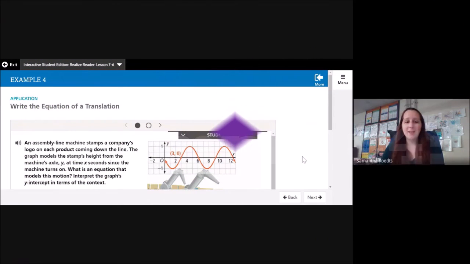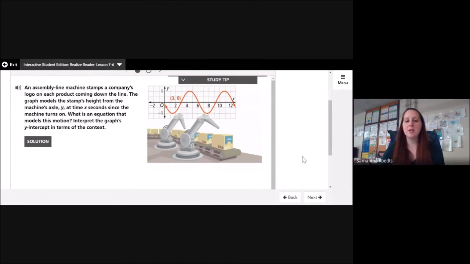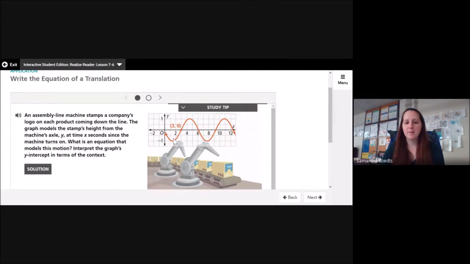Example 4, write the equation of a translation. An assembly line machine stamps a company's logo on each product coming down the line. The graph models the stamp's height from the machine's axle, y, at time x seconds since the machine turns on. What is an equation that models this motion? Interpret the graph's y-intercept in terms of the context.